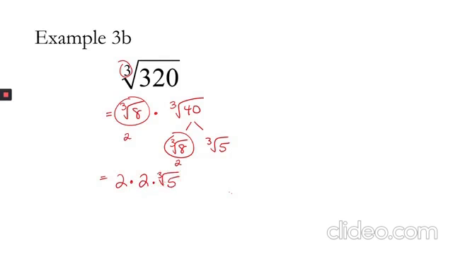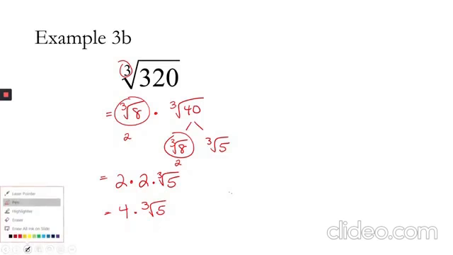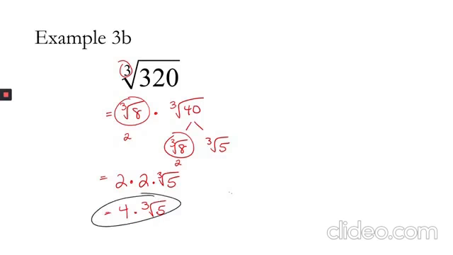So I have 2 times that radical. And the stuff on the outside, you still need to multiply. So then there is your final answer.